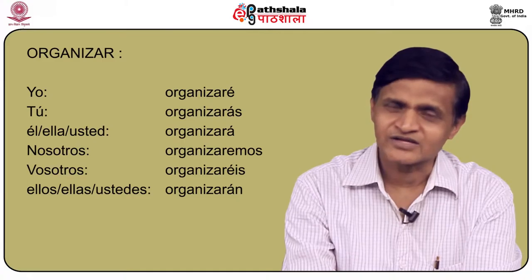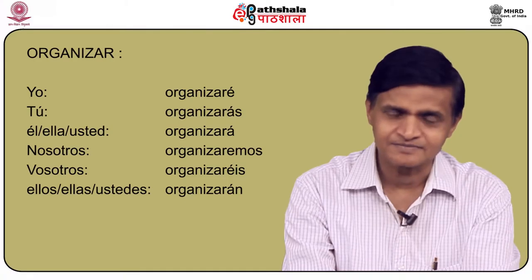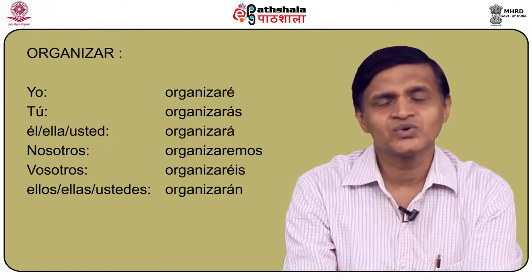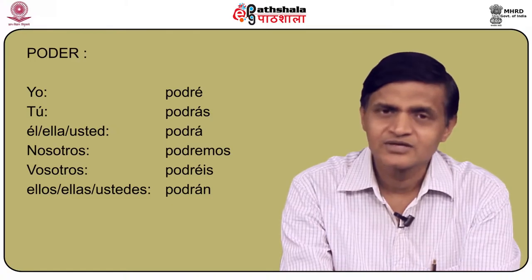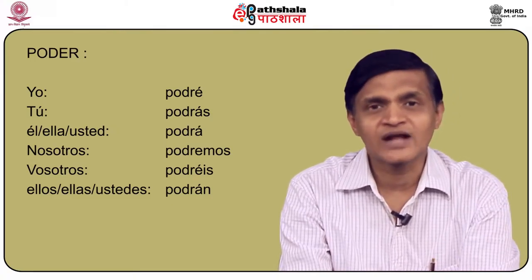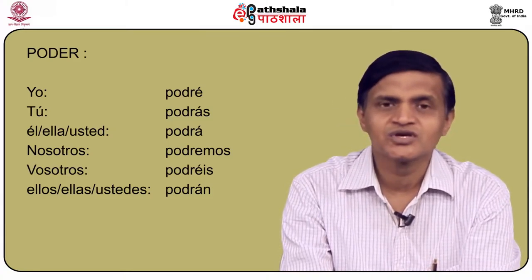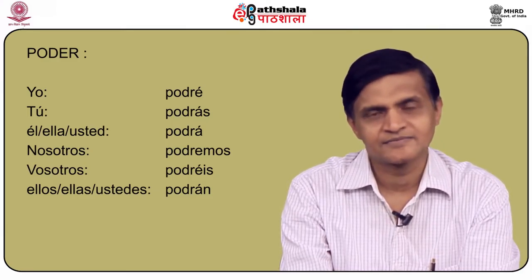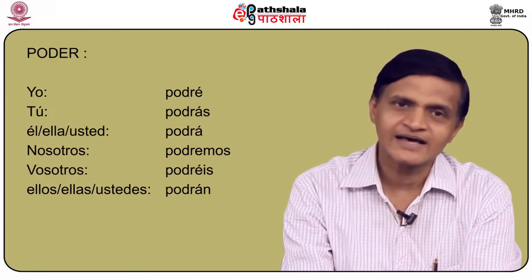So once you've learned the pattern of how to conjugate the verbs in the future tense, all the verbs follow the same pattern. Poder is also another verb, but it changes a bit, so we'll see how it is done. Poder in the future is conjugated in the following manner. Yo podré, tú podrás, él, ella, usted podrá, nosotros podremos, vosotros podréis, and ellos, ellas, ustedes podrán. I repeat, podré, podrás, podrá, podremos, podréis, and podrán, without an accent on the podremos.